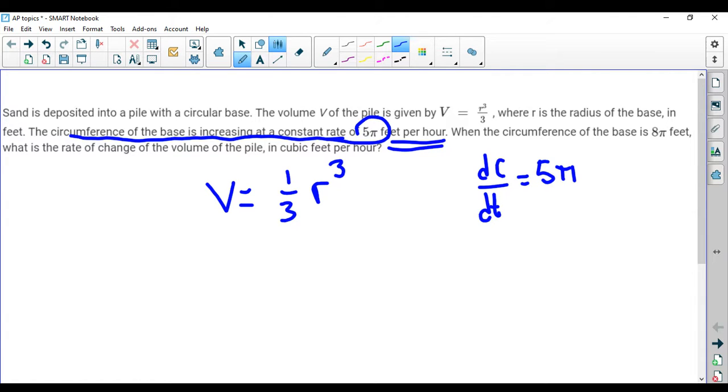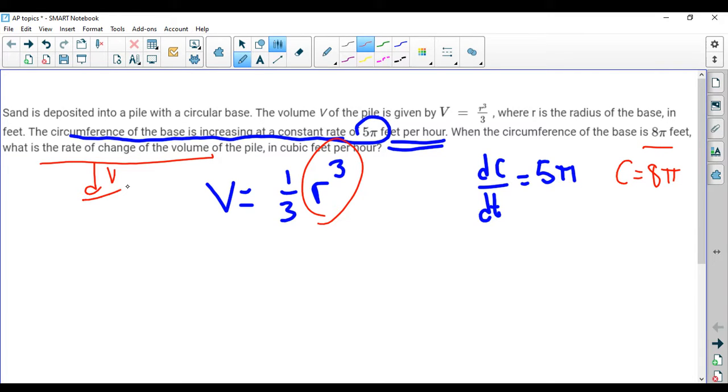Notice that there's no c in this equation. We have an r, so we have to figure out how c and r are related. We'll get to that. It says when the circumference of the base is 8 feet, so we also have c equals 8 pi feet. What is the rate of change of the volume? Rate of change of volume is dV dt. So we have everything identified. The problem is there's nothing having to do with r, the radius, in this question. You're only given the circumference.